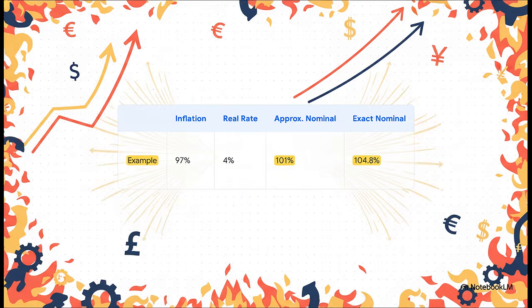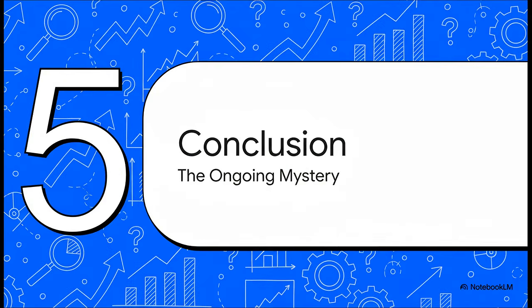Okay, now let's look at a really high inflation scenario to drive this home. Let's say inflation is a mind-boggling 97%, and you still want a 4% real return. The simple approximation says you need a nominal rate of 101%, but the exact formula shows you actually need almost 105%. The gap between the two gets way bigger, and using the wrong one could cause a massive miscalculation in your financial planning.